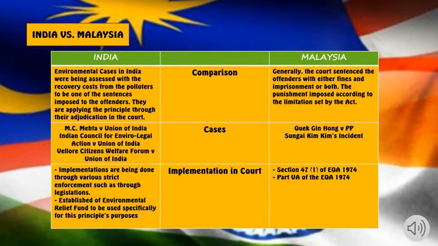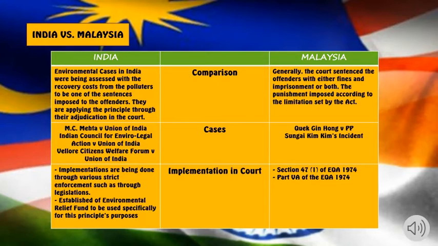In comparison to India, in Malaysia, the court generally sentences offenders with either fines or imprisonment or both, and the punishment is imposed according to the limitations set by the Act. For example, in the case of Kwek Ging Hong against PP, the accused was found guilty of allowing open burning of certain vegetation waste without a license, and the court sentenced him to 6 months imprisonment. In this case, the polluter pays principle was not applied, whether to require him to pay a certain amount or cost to recover the condition of the environment after being polluted by him.